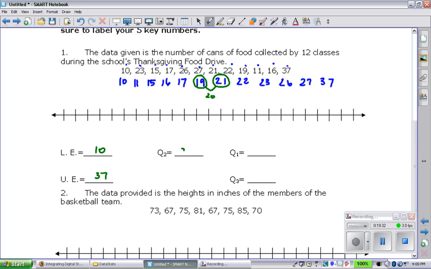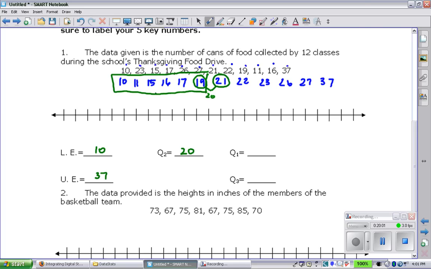So my second quartile is actually not even a data value in the list. It's 20. So that's going to affect Q1 and Q3. Remember I said to find the lower or the first quartile, you take all the data to the left of the median. Well, the median sits right here, so all of the data to the left would include 19 and down. So there's 1, 2, 3, 4, 5, 6.